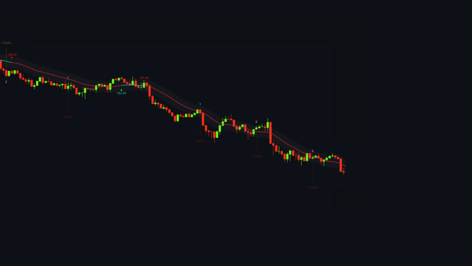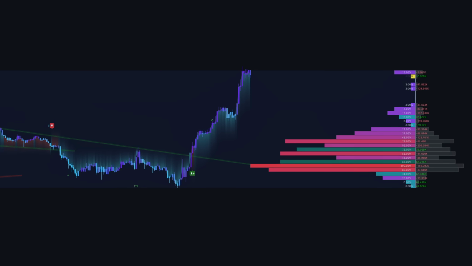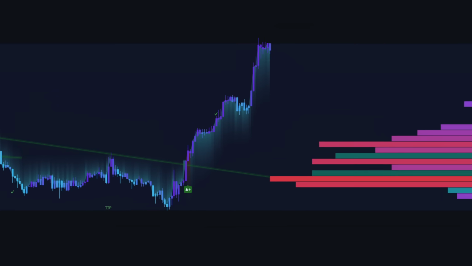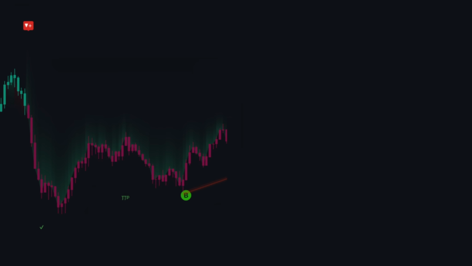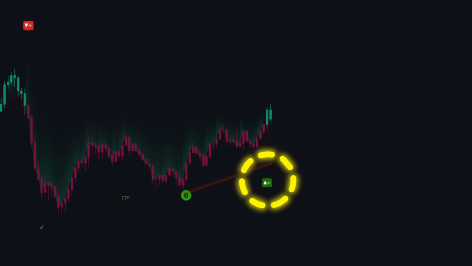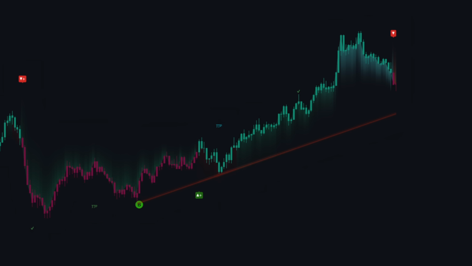Alright, let's uncover the next tool you can't afford to miss in 2025. This indicator is called the TradeIQ Master Kit. Imagine having an indicator where every tool clicks together perfectly, painting a crystal clear picture of what the market's really doing. No more guesswork, no more squinting at charts. Just clean, actionable insights to help you make smart, confident trades.